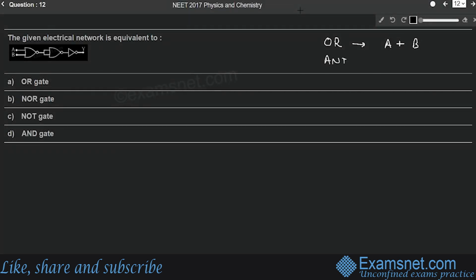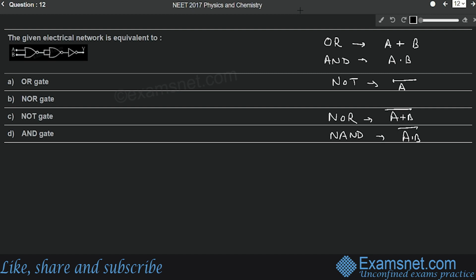Similarly, in case of AND gate, we put a dot, so A dot B will be the output. In case of NOT, we put a bar over something. Let's say this is A or B, so we put a bar. And now the NOR gate and NAND gate. NOR is the combination of NOT and OR. So we have to write OR, that means A plus B, and put a bar on it in case of NOR gate. And in case of NAND gate, A dot B, that means AND and NOT, a bar for NOT. So you have to remember these things.